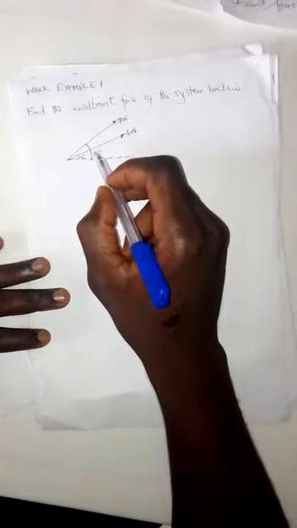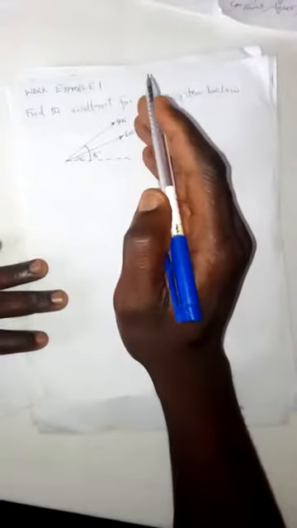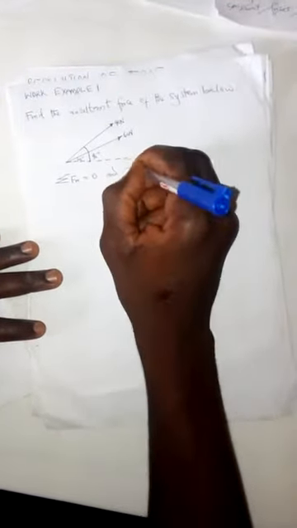To get the resultant, we definitely have to know the horizontal force and the vertical force. What we're saying is that the summation of the forces acting horizontally is to be 0, and the summation of the forces acting vertically is to be 0.